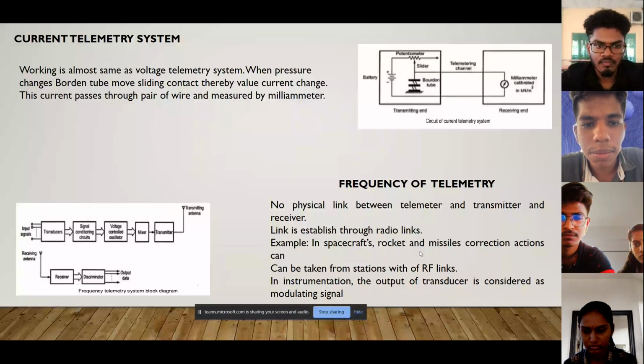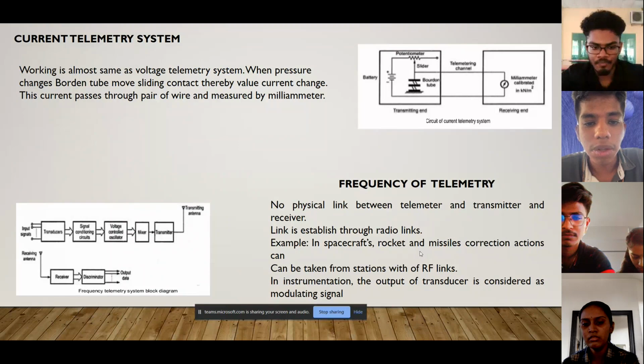Okay, frequency telemetry. No physical link between transmitter and receiver. Link is established through radio links. Example, in spacecraft, rocket, and missile, correction actions can be taken from stations with the help of RF links. In instrumentation, the output of transducer is considered as a modulating signal. That is the block diagram of the frequency telemetry system.